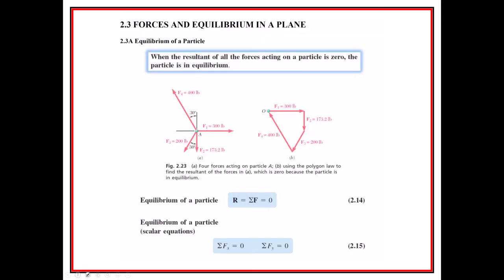Now, most everything else I've just said, but I want to walk through the book because we want to use the book as a tool. Here's the big operative phrase: when the resultant of all the forces acting on a particle is zero, the particle is in equilibrium. So that's what we're looking for, equilibrium.